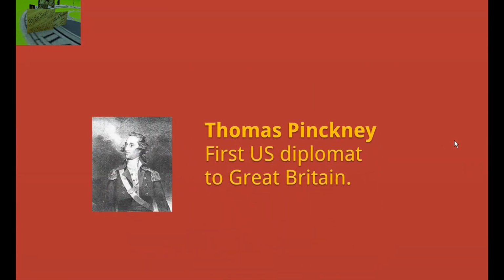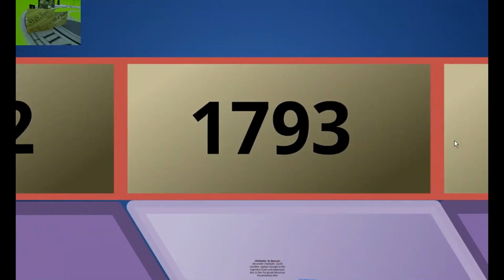And diplomatically, we have Thomas Pinckney, who is sent to Great Britain as the first United States diplomat to be sent to Britain. Now we have the beginning of an era where the United States, especially the Federalist Party, tries to find diplomatic solutions to certain disputes between the U.S. and Great Britain, especially after witnessing that Great Britain does not respect its obligations under the 1783 Treaty of Paris.